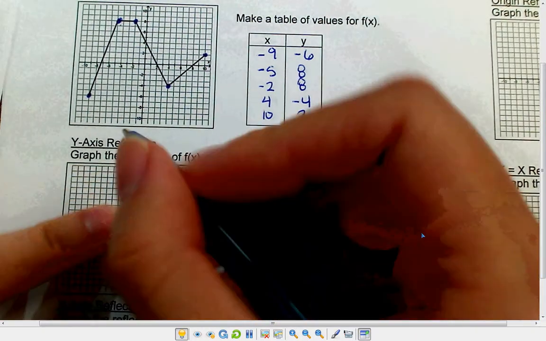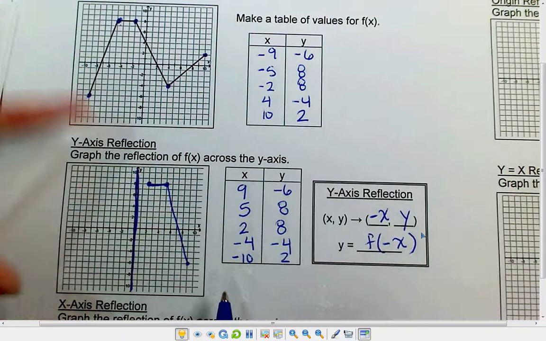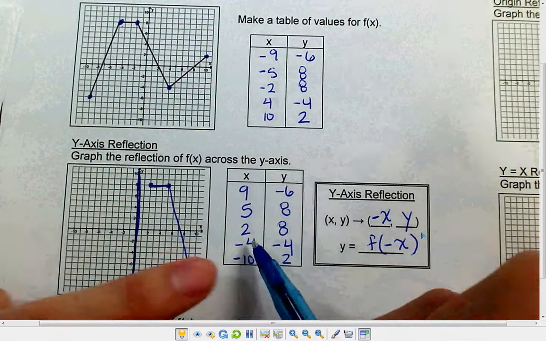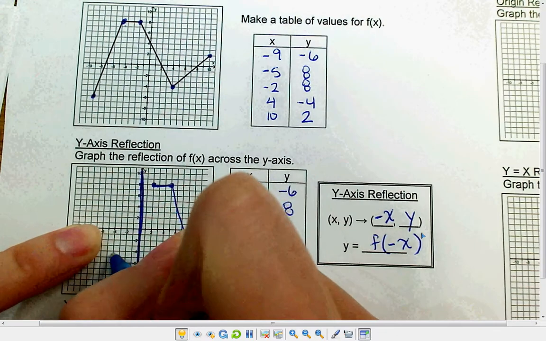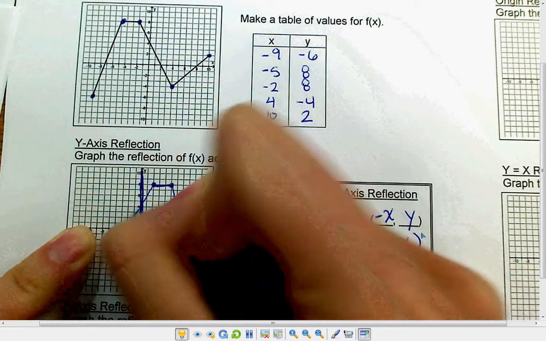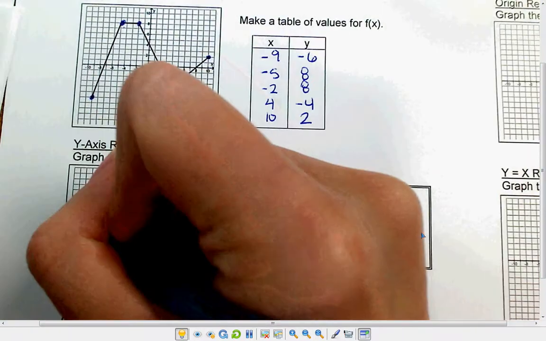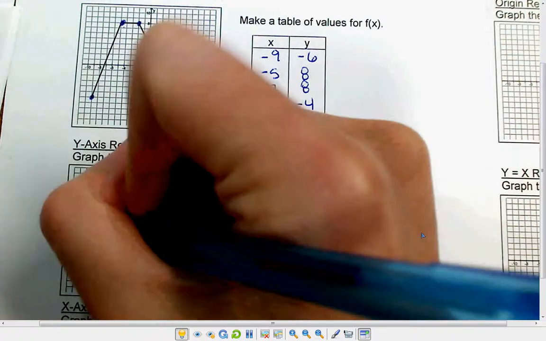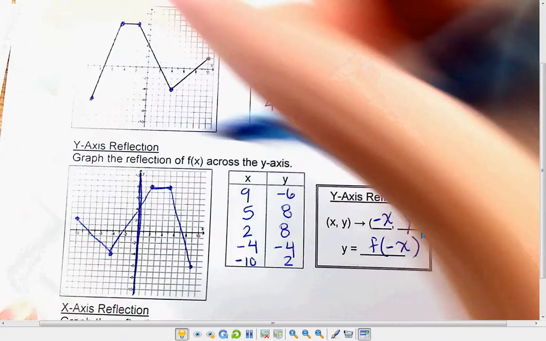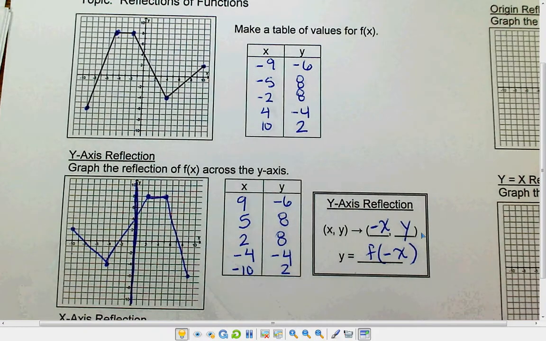My next point is 2, 8, which is this point. Again, we're going to connect it, and there's the constant part of my graph, so far it looks like it's working. My next point is -4 on my x, -4 on my y. Again, I'm connecting it to the last point, which looks like this section of my graph. Last point is -10 on my x, +2 on my y. Again, I'm going to connect those together, and now what I have is a reflection of my original graph across the y-axis.